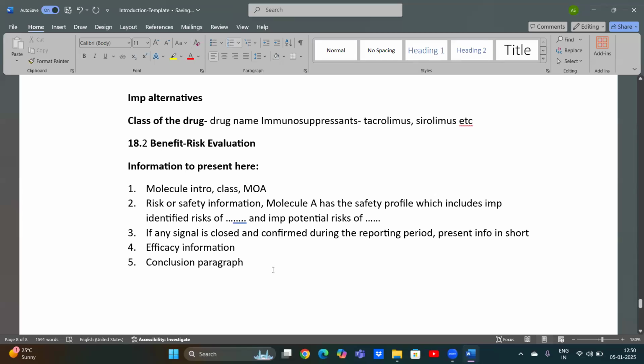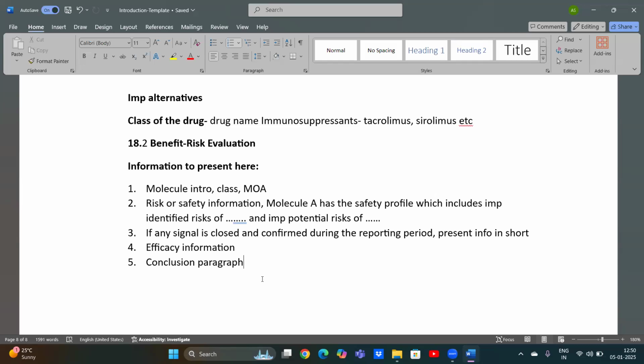Got this? How do we present this data in the benefit risk evaluation? What data do we need to present? Mainly, first we will write the molecule class and mechanism of action. Then we will write the safety information, from the above sections only. From 16.1, you will take the identified important potential risk information and present it here. If any signal was closed, you can take it from 16.2 and write what that signal was, just in 3 to 4 paragraphs, not like 16.2. You will just write what happened to that signal and whether there is any change in safety due to that, meaning any impact on benefit risk.